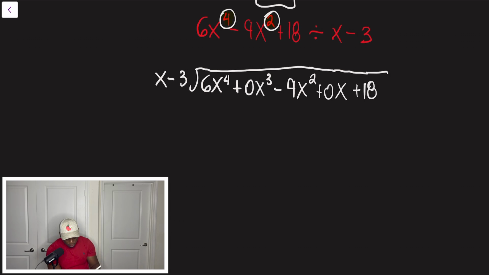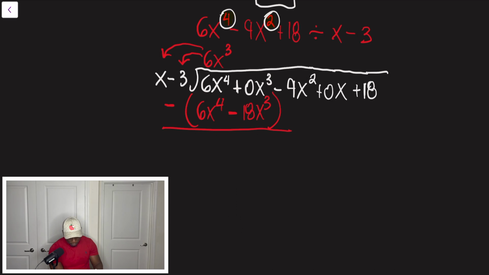So once I start solving, I'm going to have 6x to the third. And now I'm going to multiply this back by both terms. So when I do the first term, we'll get 6x to the fourth minus 18x to the third. So step one's done. Step two's done. So now step three, we're going to put this in parentheses and subtract.